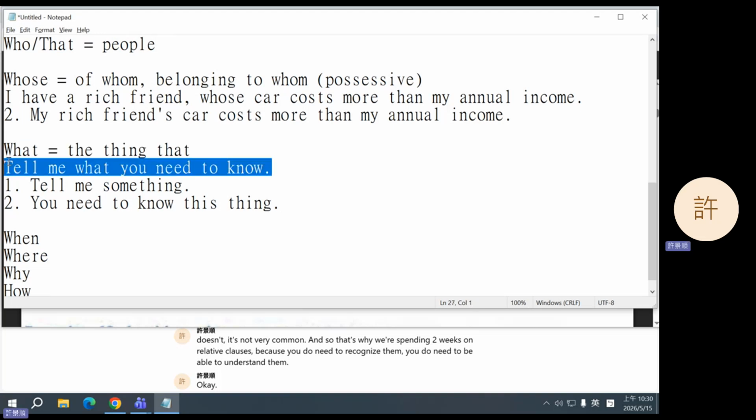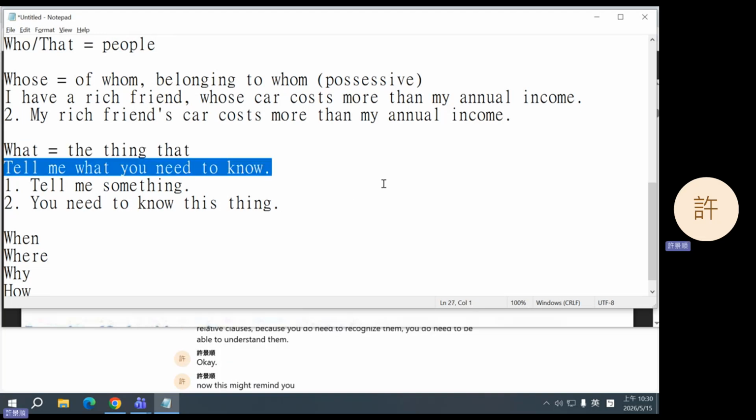Now, this might remind you of an earlier unit that we did before the midterm exam. It may remind you of indirect questions, right? The original question is, what do you need to know? But this is now stating the question. So it is not a question, it is a statement.